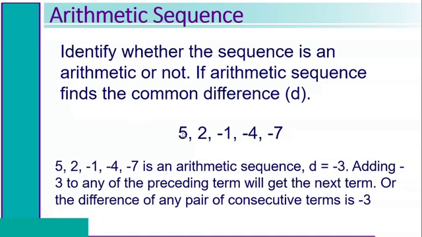So 5 plus -3 will be equal to 2, and 2 plus -3 will be equal to -1, -1 plus -3 will be equal to -4, and -4 plus -3 is equal to -7. So there is a common difference, which is -3.